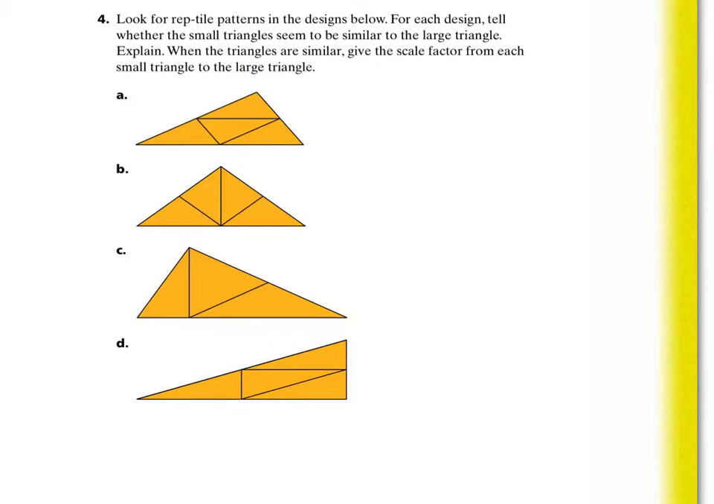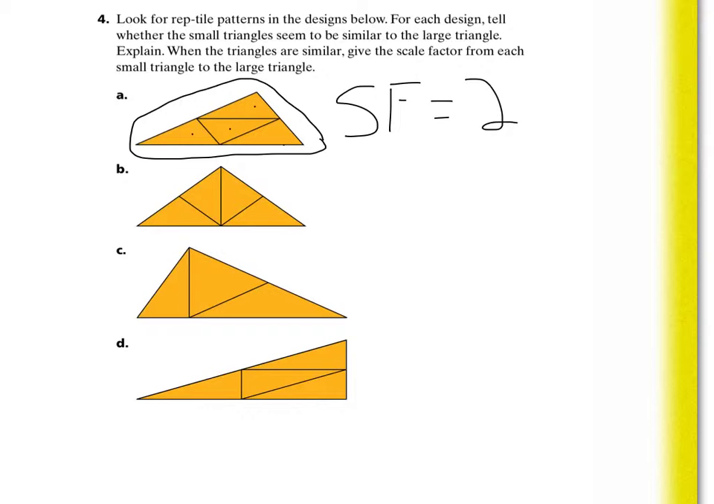So, for letter A, we have the large triangle, which is here. And then we've got 4 smaller triangles in between. The smaller triangles are similar to the one big triangle. So because of that, as we learned when we were making our rectangles, when you have the 4 smaller shapes inside of one big shape, then that's going to have a scale factor of 2.